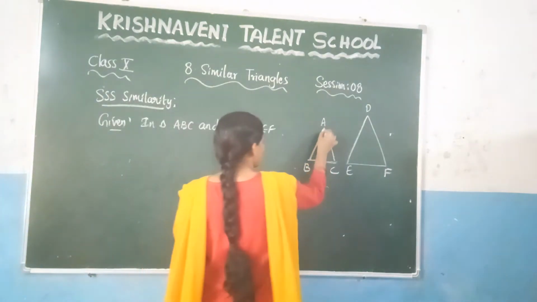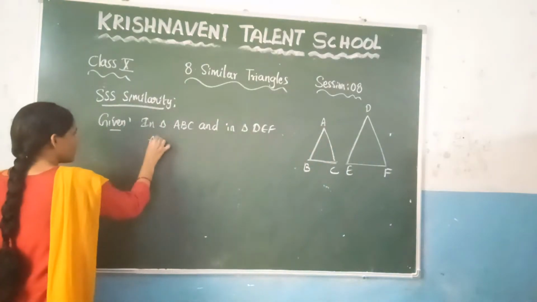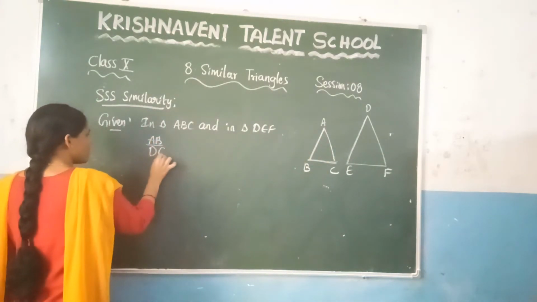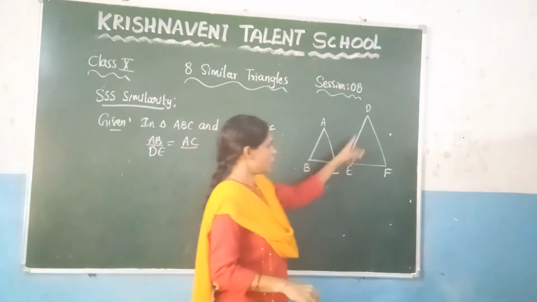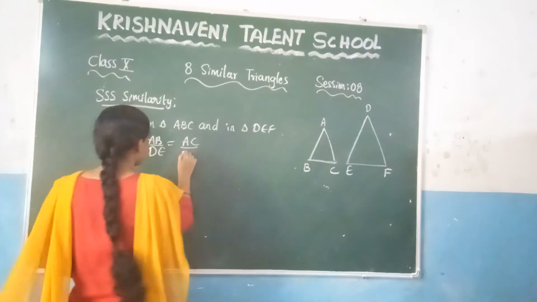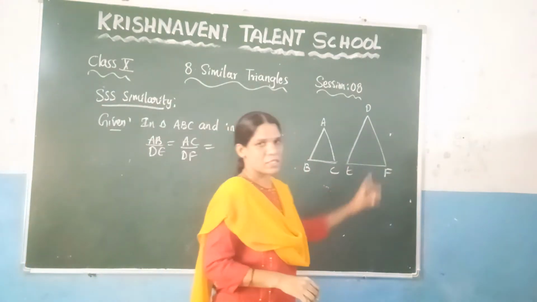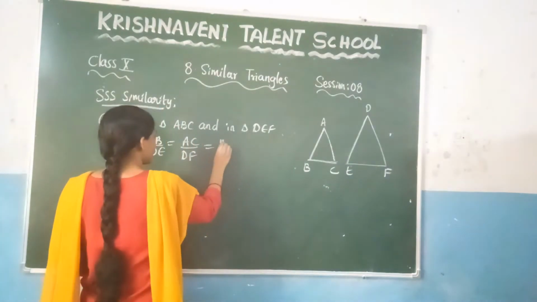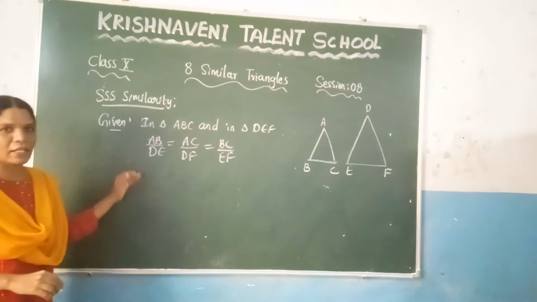So what is the corresponding side of AB, which is DE? So write it here, what they have given, AB by DE is equal to, what is the corresponding side of AC, which is DF. So write it here DF. And what is the corresponding side of BC, which is EF. So write it here BC by EF. This is the condition they have given.